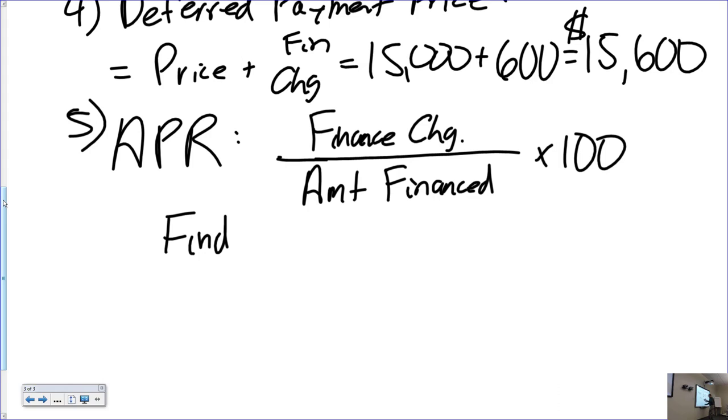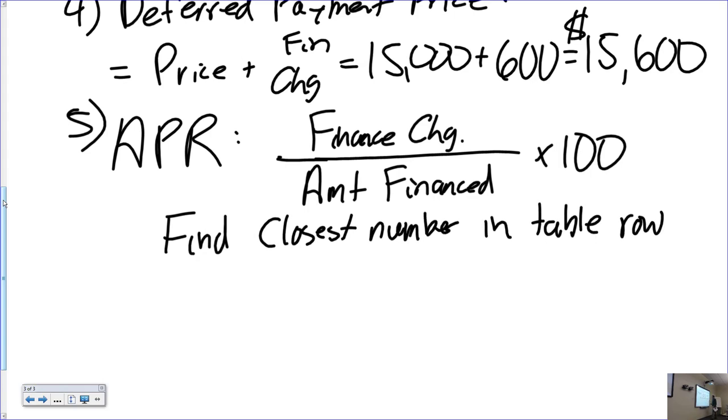Find the closest number in the table row that you are working with. Okay? So this is a little bit backwards, folks. We're going to calculate a number. Instead of using the table to calculate a value, we actually calculate a value that we're going to try and look for in the table, which is why this one is a little bit weird. Okay? Welcome to the way it works, folks.